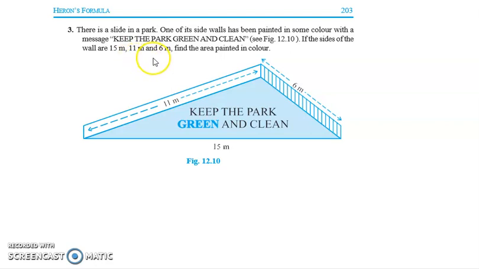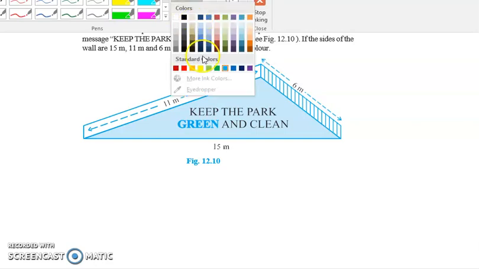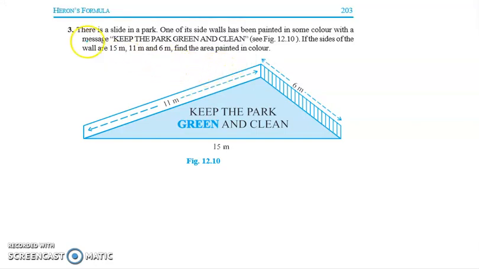Okay, students, for your exercise 12.1 we had already started and I had explained the first question. So now this is your third question. It says there is a slide in a park. One of its side walls has been painted in some color with the message "keep the park green and clean." So here, figure 12.10, keep the park green and clean.